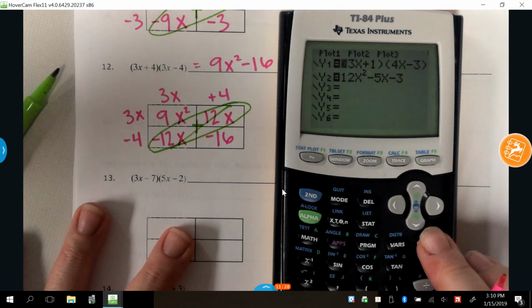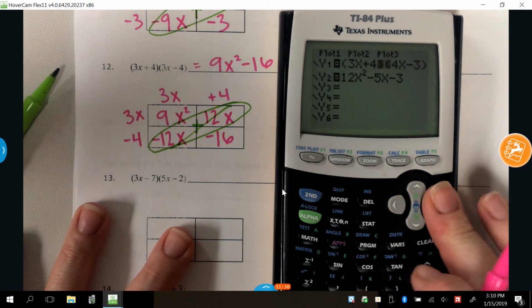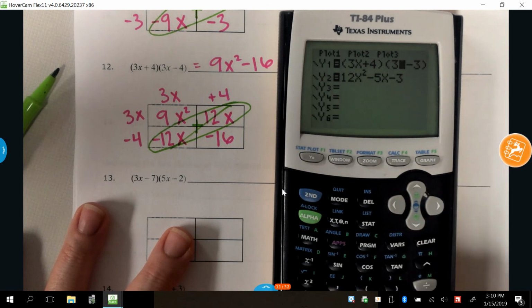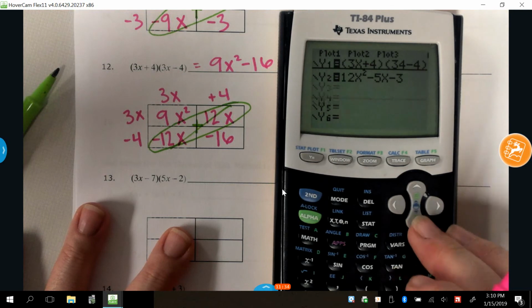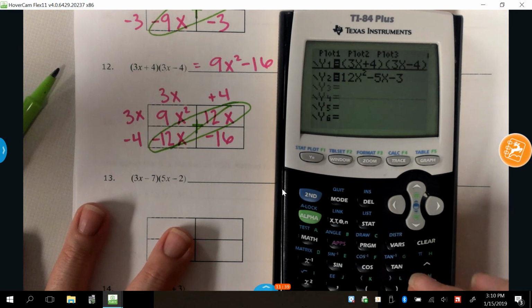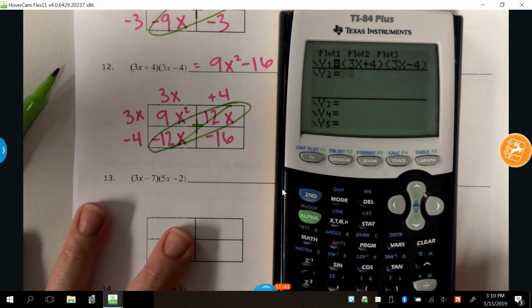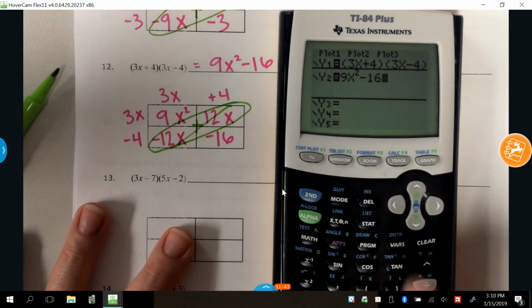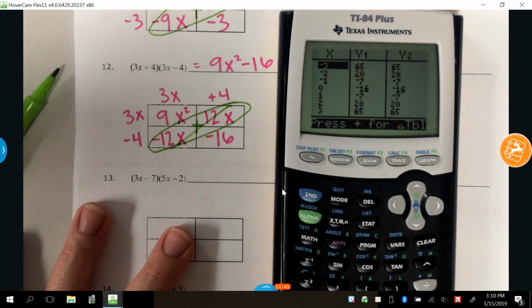So again, check our work. 3x plus 4, 3x minus 4. Ooh, I did not type it wrong. Right. 3x. 9x squared minus 16. Everything matches, so I'm right.